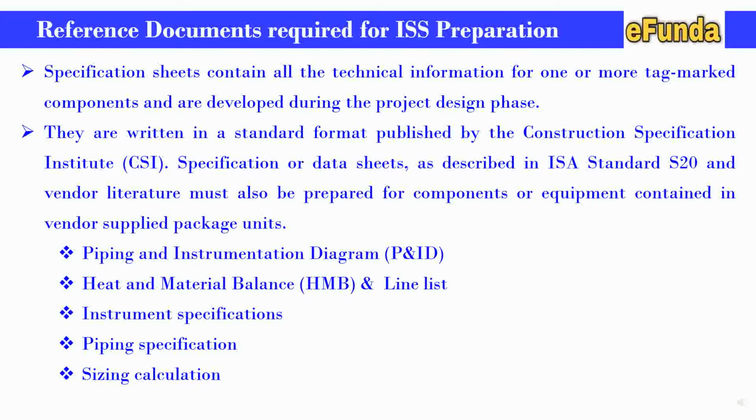Piping and instrumentation diagram, that is P&IDs, heat and material balance, that is HMB, line list, instrument specifications, piping specification, sizing calculation, and a vendor catalog. These are typically the reference documents required for preparing a complete ISS for a particular instrument for procurement purpose.